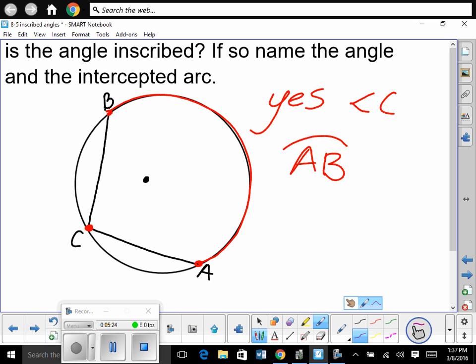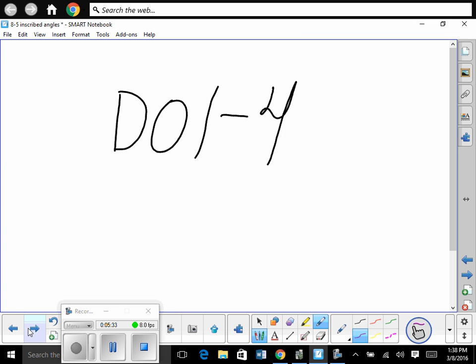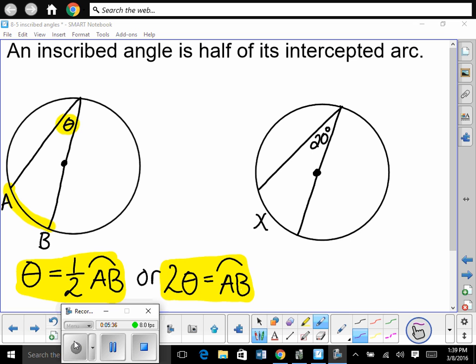What if I threw in another point and said, there's a point B? Isn't it still arc AB? Yeah. Okay, awesome. All right, so do problems 1 through 4. So we know if we have an inscribed angle, it's half of the amount of its intercepted arc. So this angle will be half of the amount of this arc.